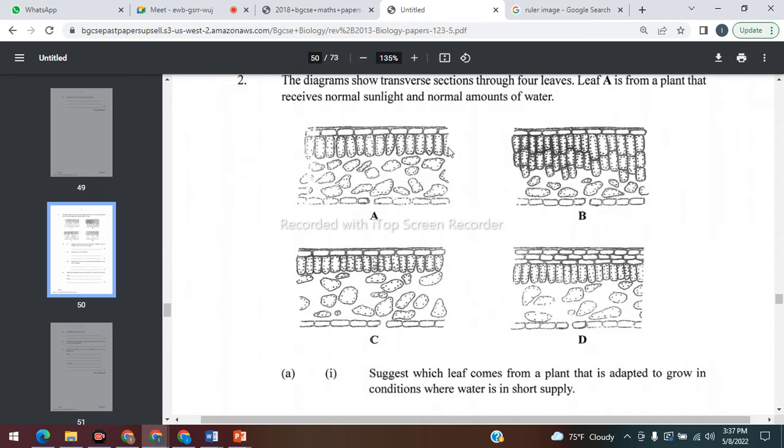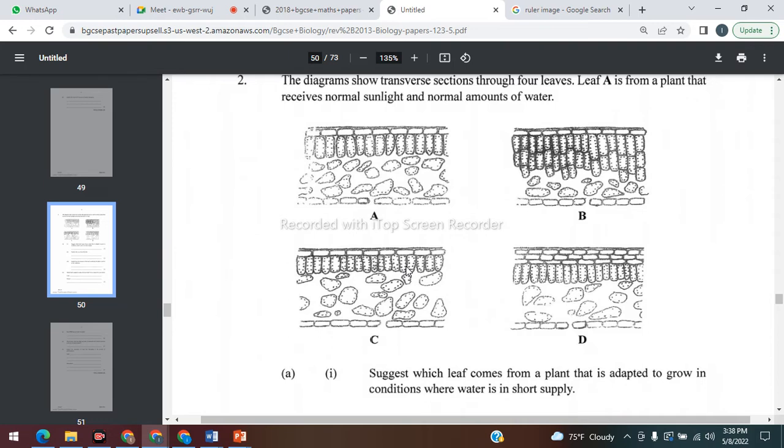You just have to know the leaf structure and the function of each part, and that's what this is testing. B has a lot of palisade cells. A has a lot of mesophyll, the spongy layer, and it's spacious. A is normal. A is how it's normally supposed to be, spacious and everything.